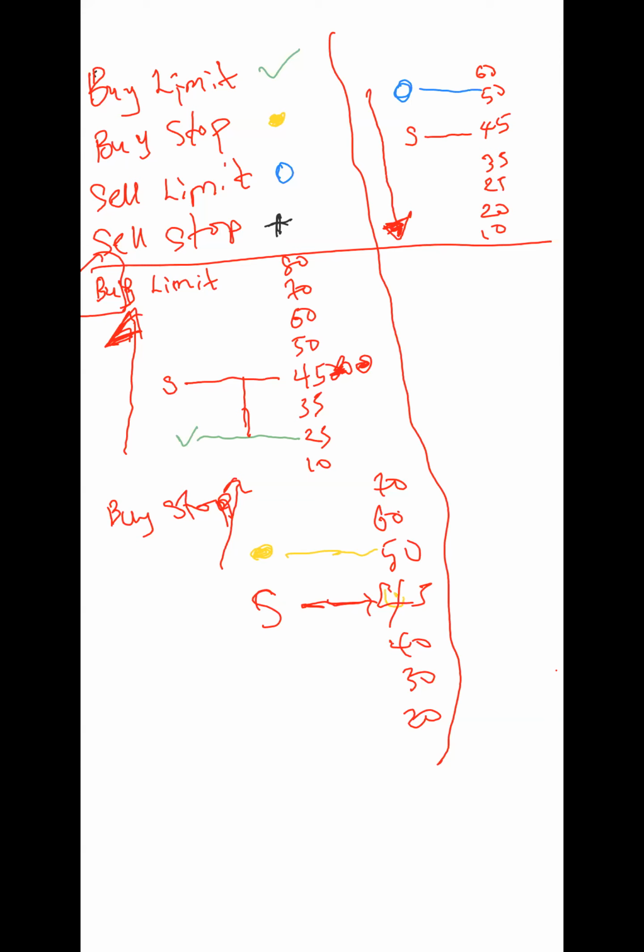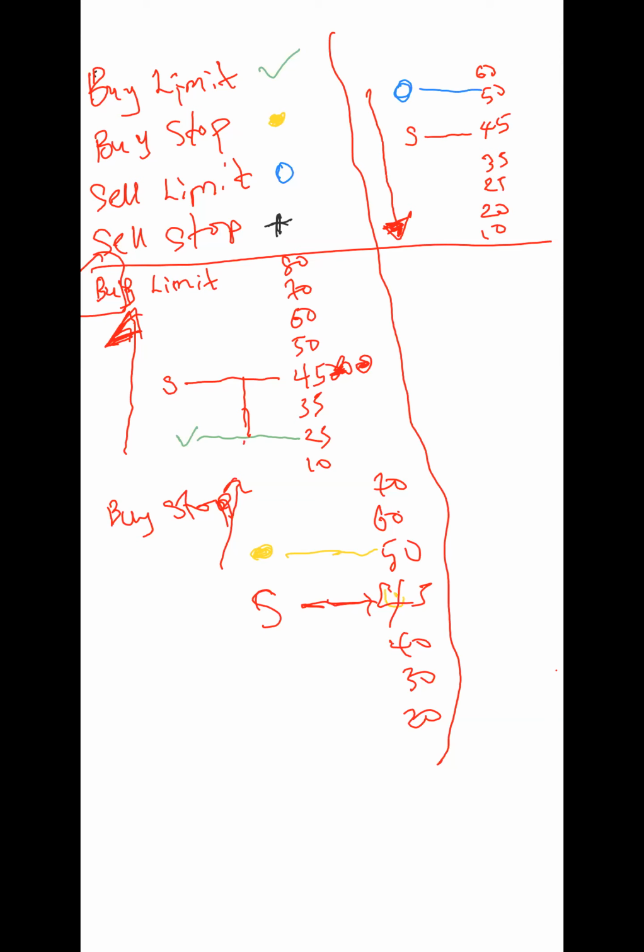So if you see very well, sell limit and sell stop, buy limit, buy stop, they're actually just opposites, right? Why a buy limit is down, a sell limit is up, guys. Very simple. Now let's quickly do a sell stop.